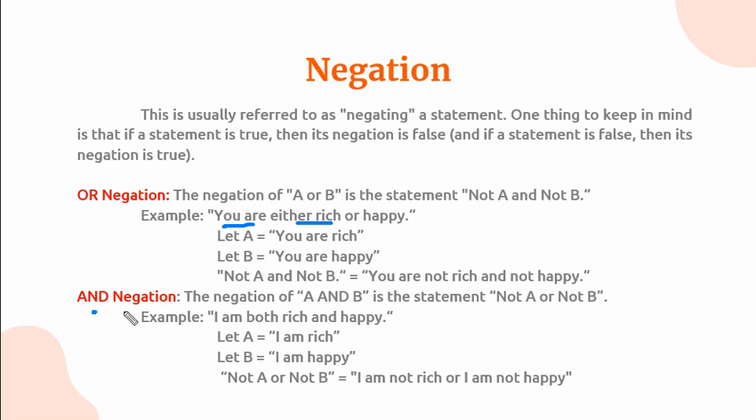For the AND negation, A and B, the statement will become not A or not B. So, it is just a change. So, I am both rich and happy. For example, our statement A here is I am rich, and our statement B is I am happy. The statement with negation applied will become I am not rich or I am not happy. Okay?